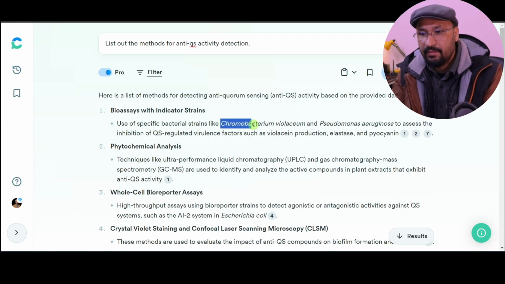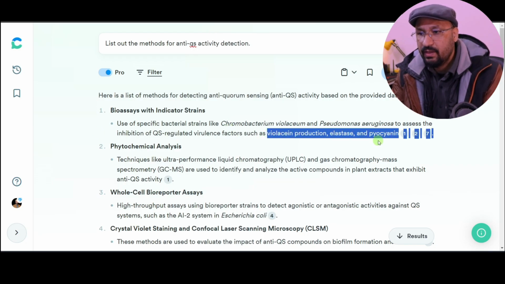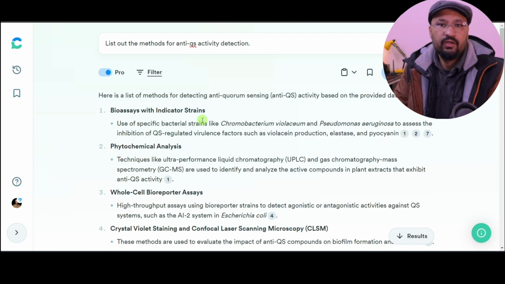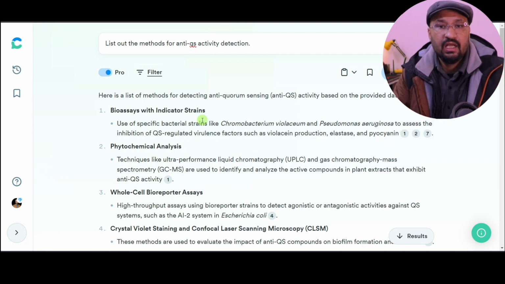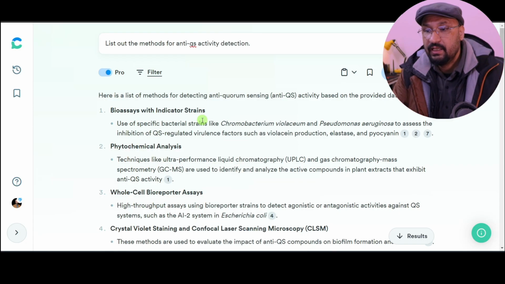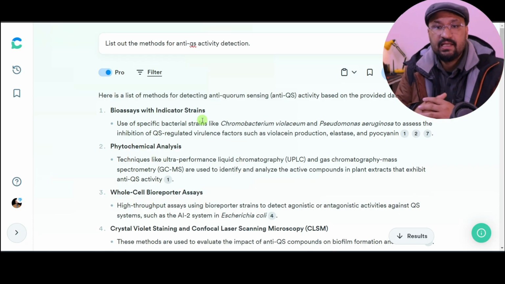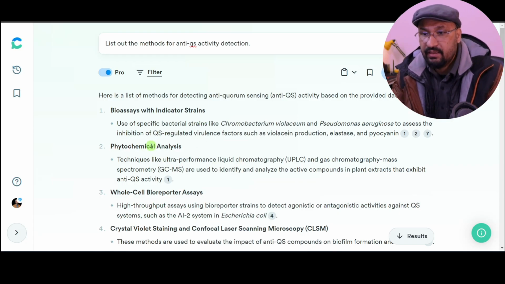We have used Chromobacterium violaceum, this strain. We have used Agrobacterium tumefaciens, and you can use these and also do the estimation of virulence factors. This gives you a very good idea. So the starting output that you're getting is very, very good. And basically you can use these biosensor strains, and then you can identify the virulence activity.